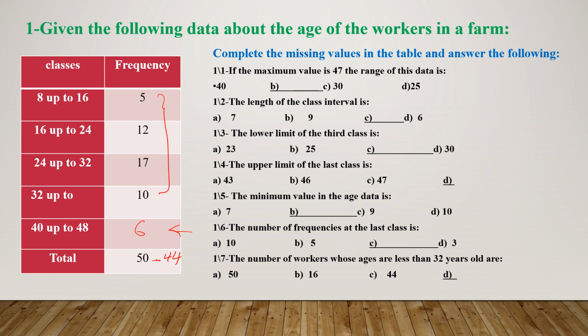Again, the upper limit of the fourth class is missing too. The upper limit of this class is the lower limit of the following class, and the lower limit of the last class is 40, so the upper limit of the previous class equals 40.